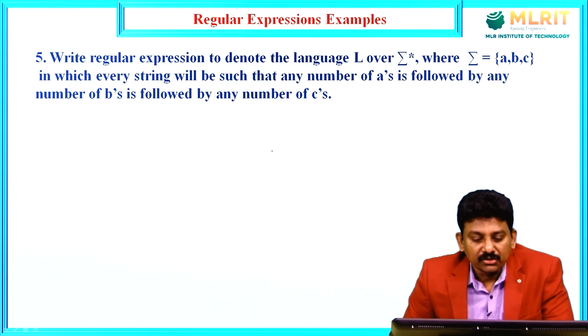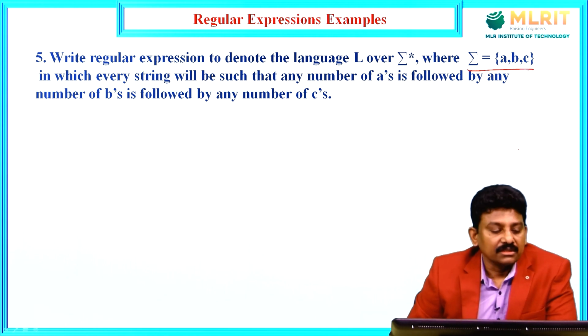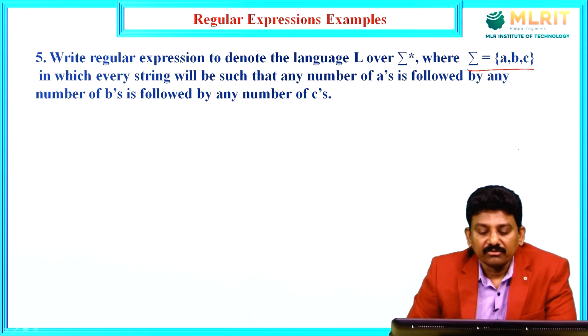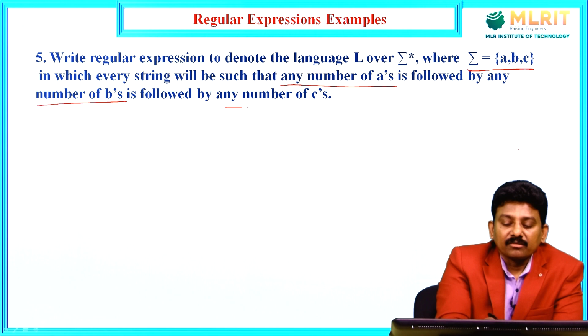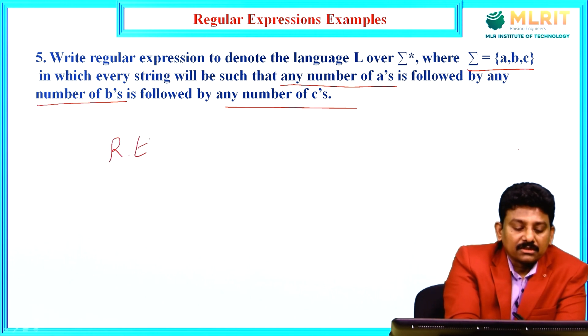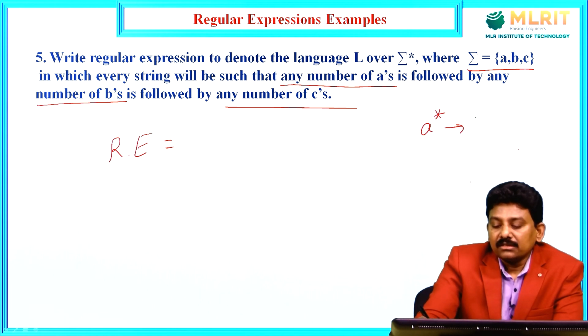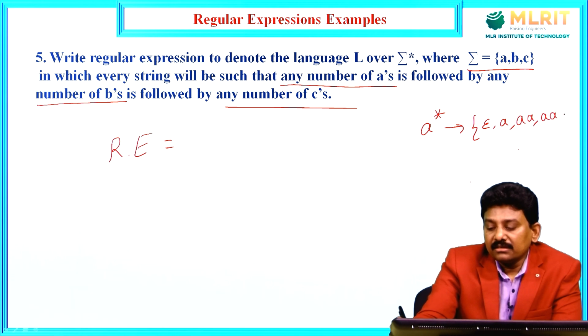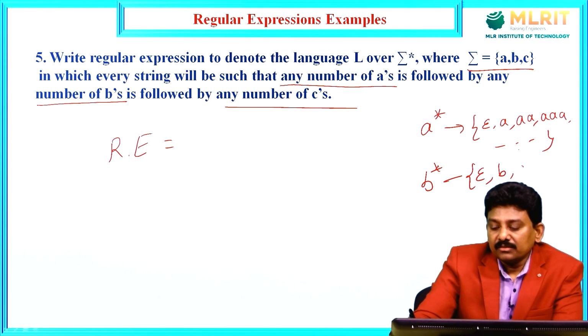Next, fifth one. Write a regular expression to denote the language L over sigma star, where sigma is equal to {A, B, C}. Input alphabet is A, B, C, in which every string will be such that any number of A's is followed by any number of B's is followed by any number of C's. So for this the regular expression: any number of A's is A star, that includes 0 number of times also, so that epsilon is there, one time A, and so on. B star means epsilon, B, and so on.